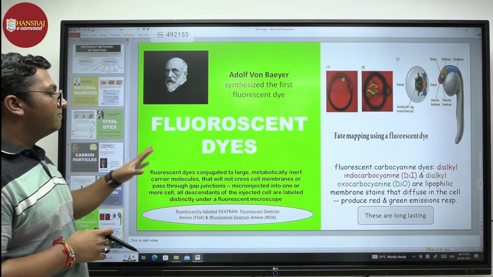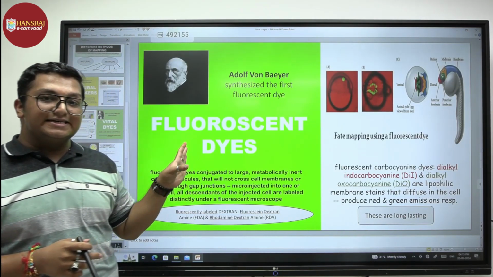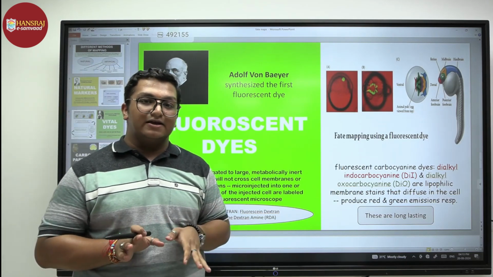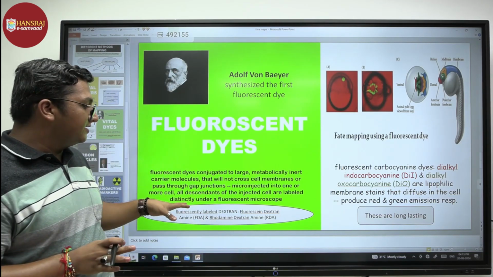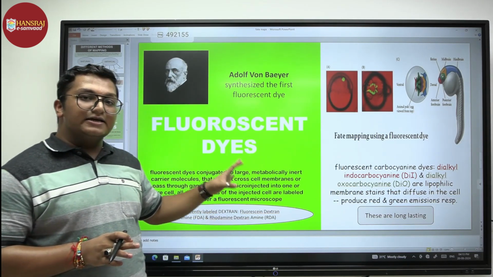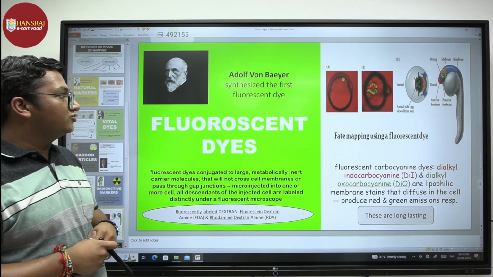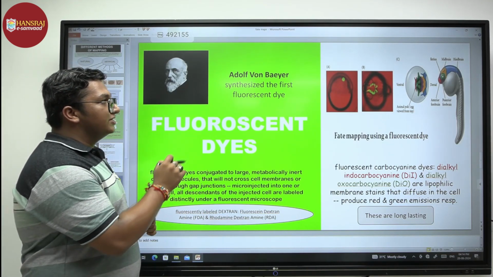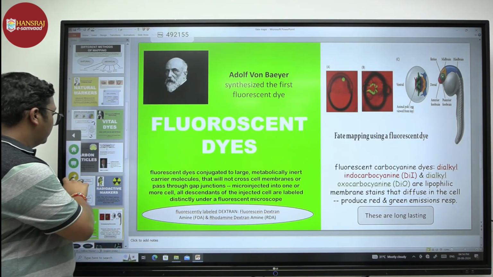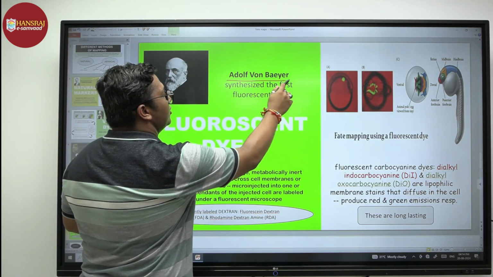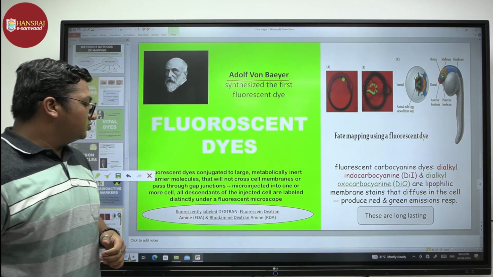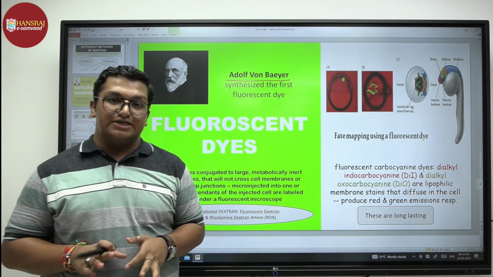Moving forward, my most favorite type, fluorescent dyes. As you all must be hearing from your labs about fluorescent microscopes. So it uses fluorescent microscopes. The first fluorescent dye was synthesized by Adolf von Baer. So what basically are fluorescent dyes?